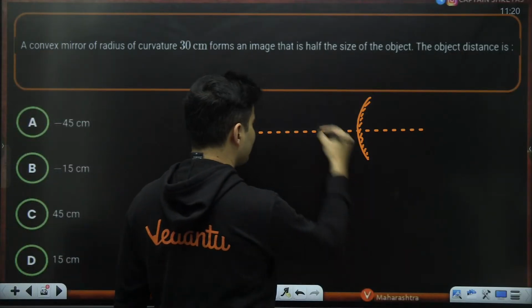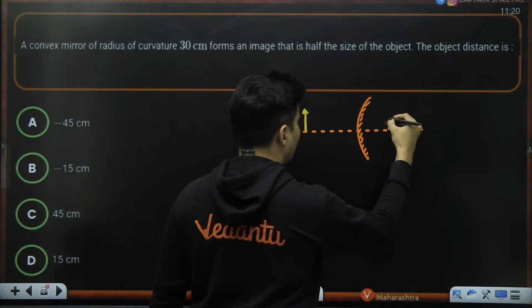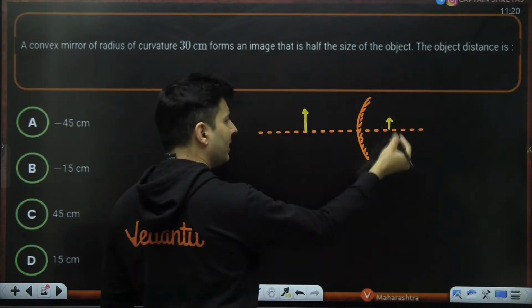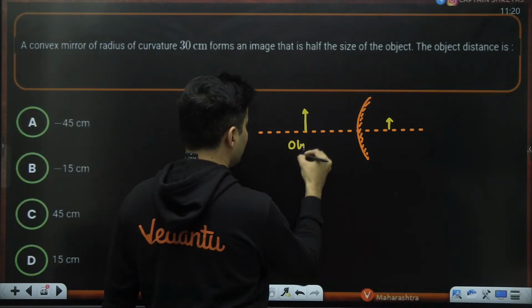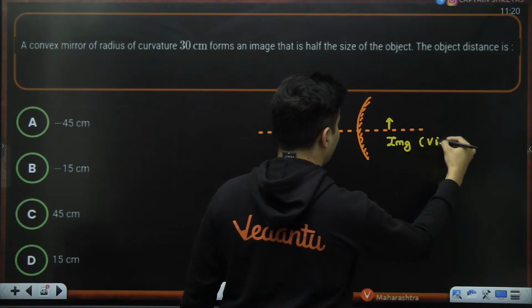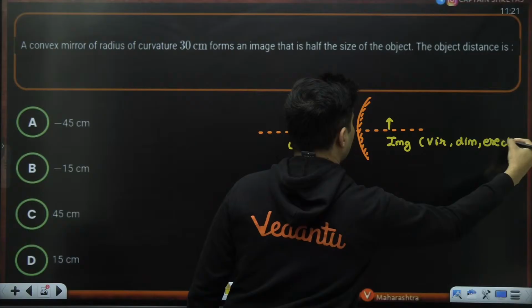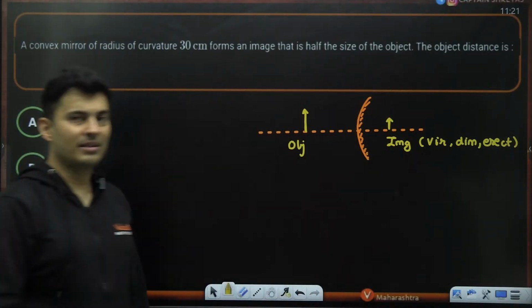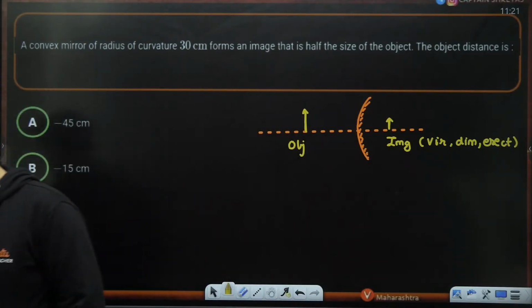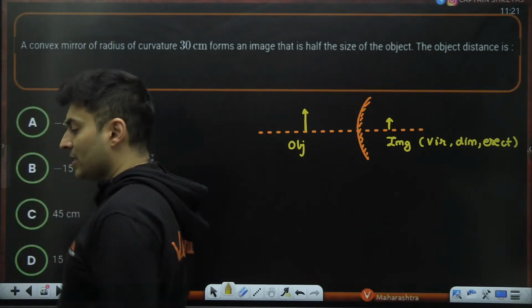We know always convex mirrors form virtual, erect and diminished images. So if this is the object and this is the image, this image is virtual, it is diminished, and it is erect. This is how convex mirrors behave. Everybody remember this? Yes, correct. Very good. So now what is the next step?